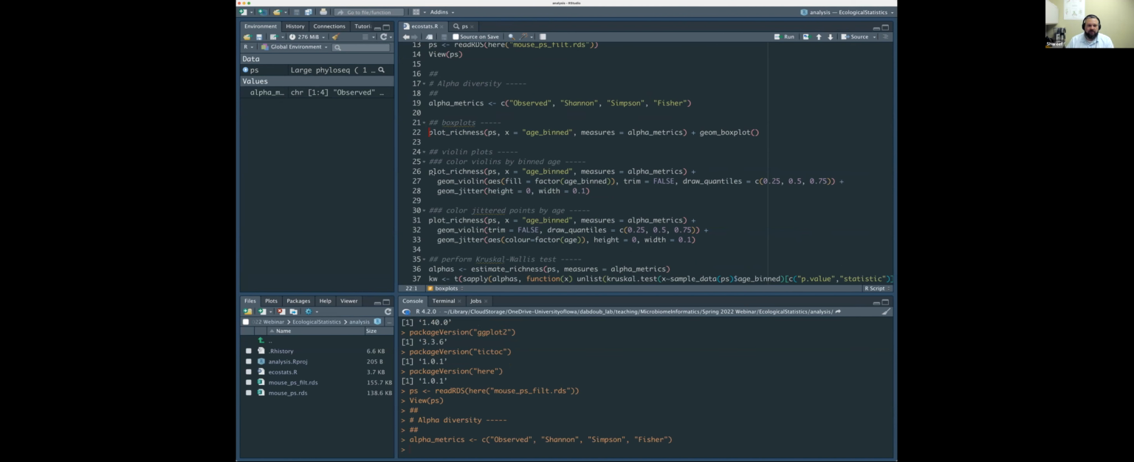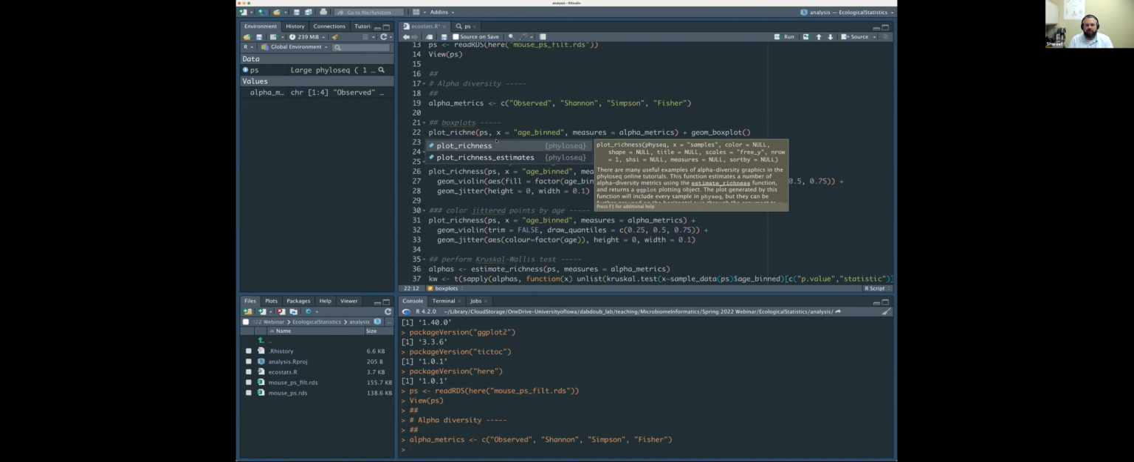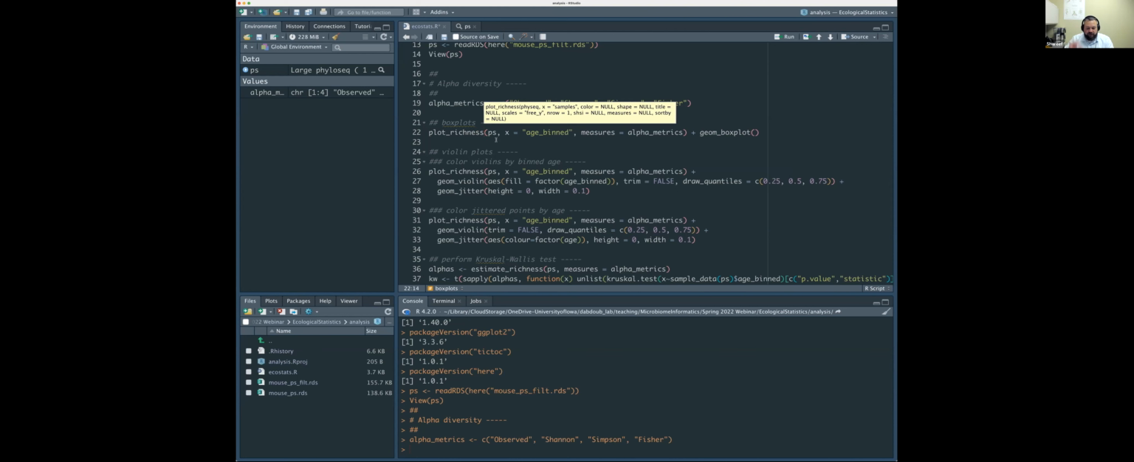Phyloseq contains, and again here you can see that plot_richness is a phyloseq function, so it combines plotting with data. It takes a single metric or a vector and then plots each based on the grouping that you give it, in this case age, or binned age, since age is not a categorical variable.